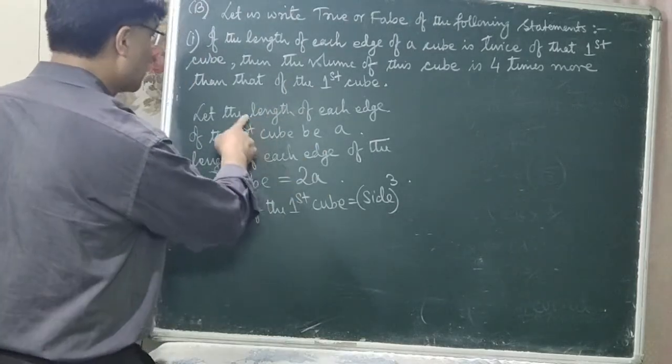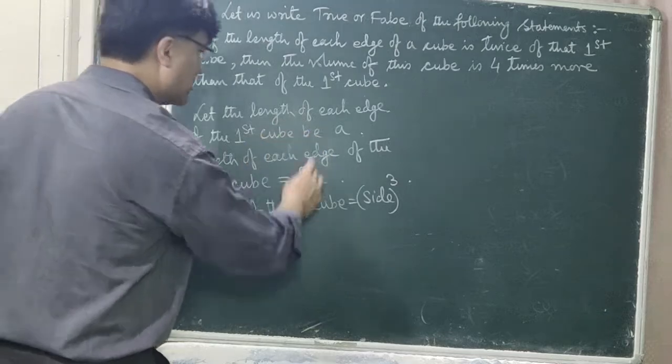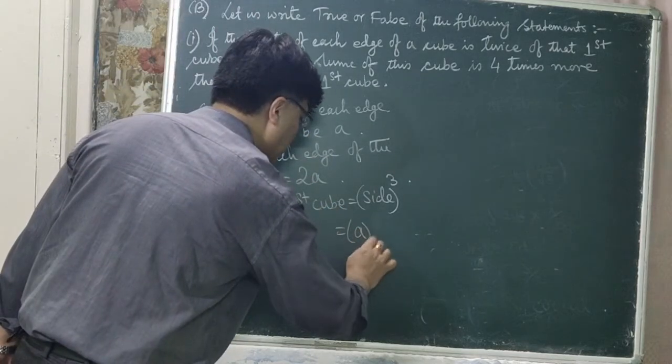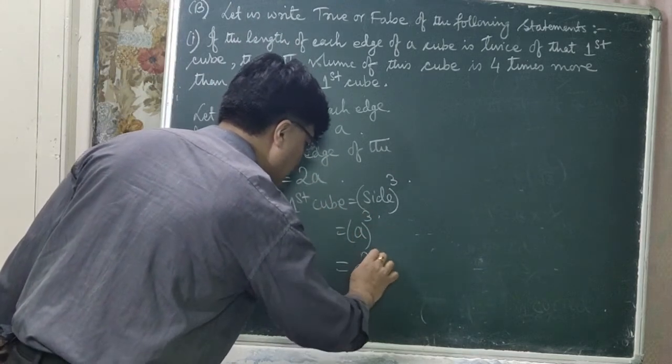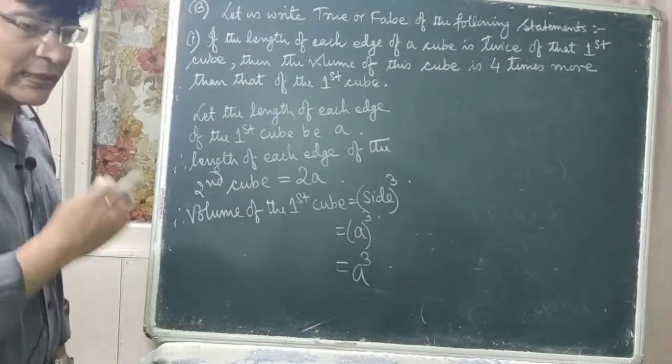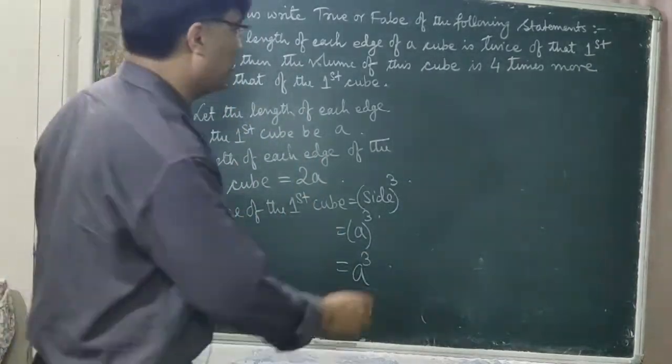So what is the volume of the first cube? What is the length of each edge of the first cube? A. That is your a cube. Now let us find out the volume of the second cube.